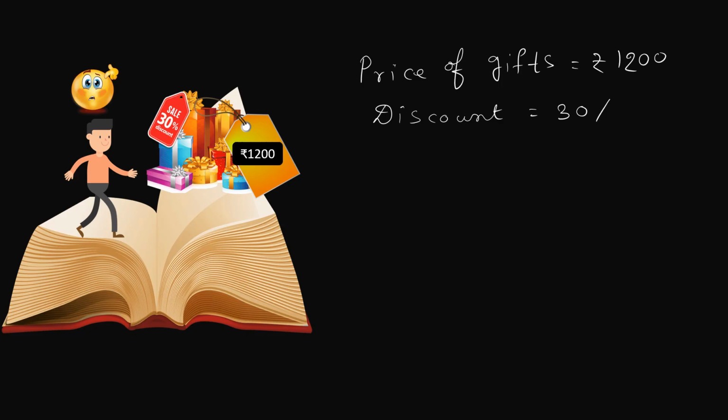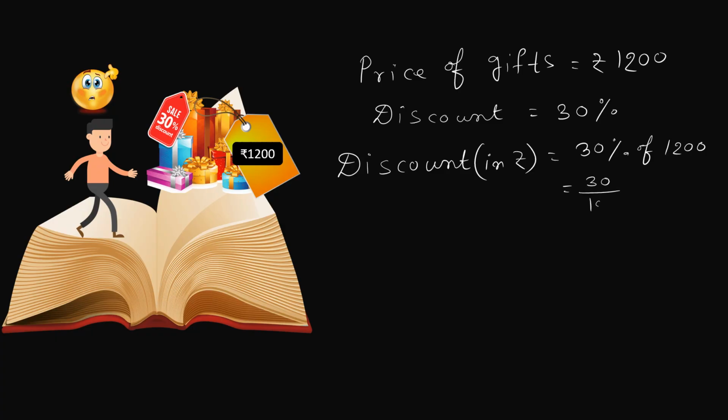And now, finally, it is time to help Rohan. Did you remember Rohan? He's still confused. So what was the price of the gift? The original price of the gift is rupees 1200. Rohan gets a discount of 30%. So what is his discount in rupees? I'm talking about the discount, the reduction in price, in rupees. So this will be 30% of 1200. What is 30% of 1200?